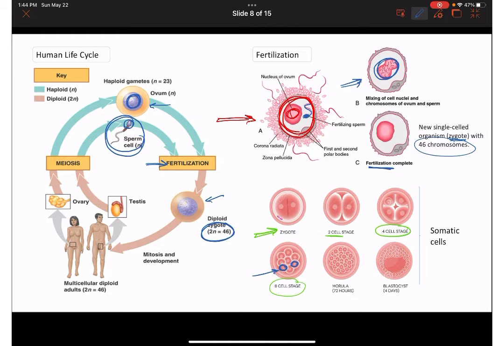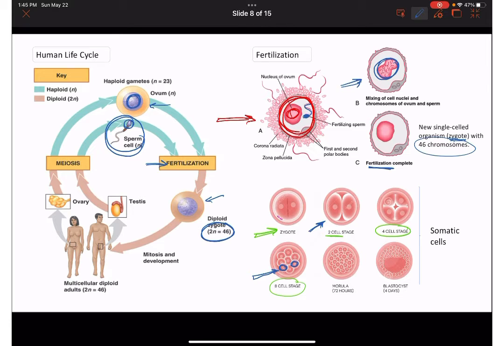And this new organism is going to make its way down the fallopian tube, and then it's going to get to the embryonic stage where you have thousands and thousands of cells, and then it's going to implant in the uterus for development. But what I wanted to point out here is that after fertilization, you get cell division, and each of these new cells is going to have 46 chromosomes in it.